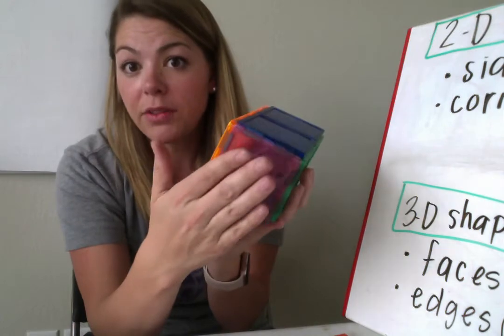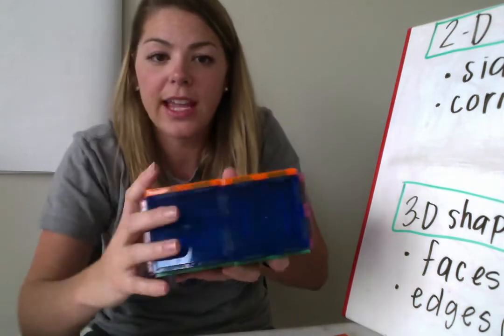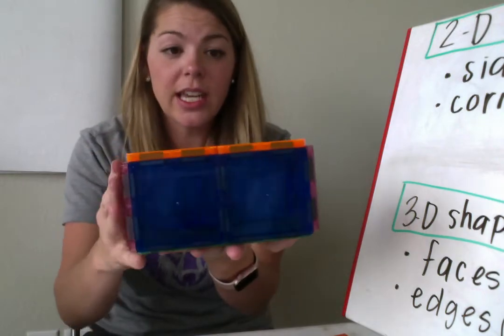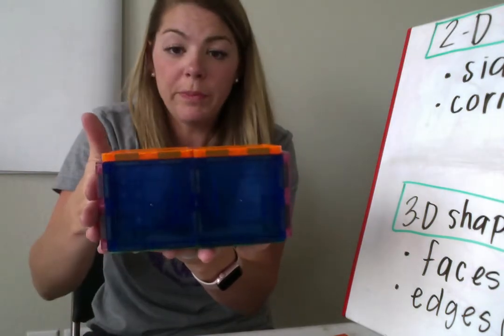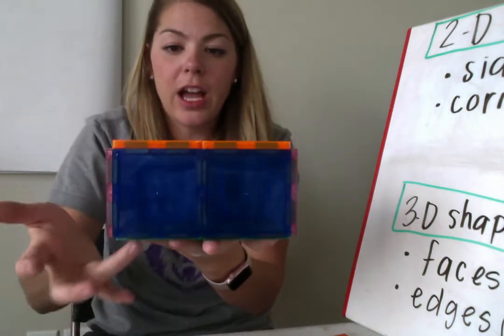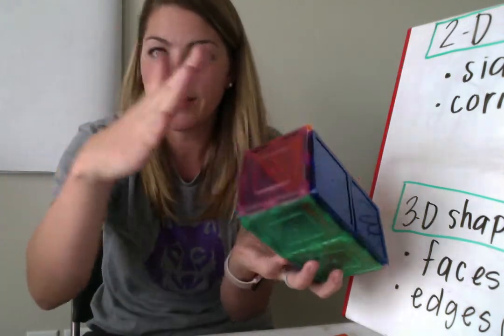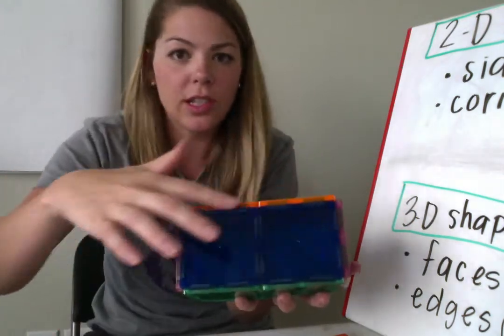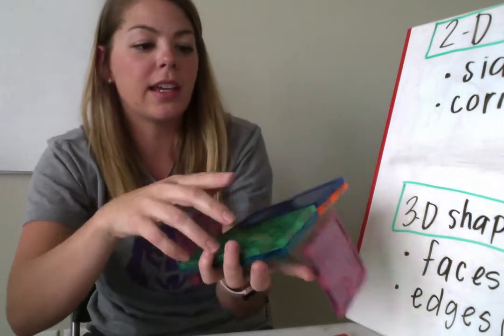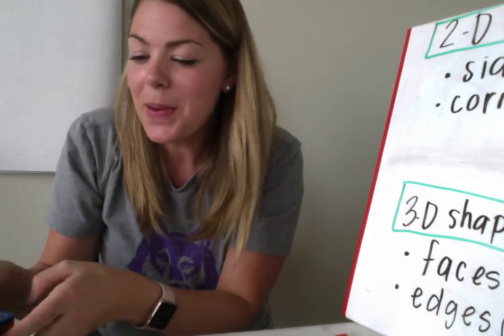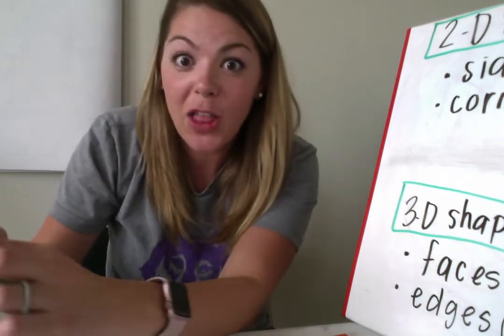This is a square face. This is a rectangle face. This is another square face. So faces for a rectangular prism, you have 1, 2, 3, 4, 5, 6. A rectangular prism has 6 faces because it's the flat part. And then the edges, I'm not going to count those again because I'll probably get confused. But the edges are the lines where they're meeting. Sorry, my shapes are falling apart.